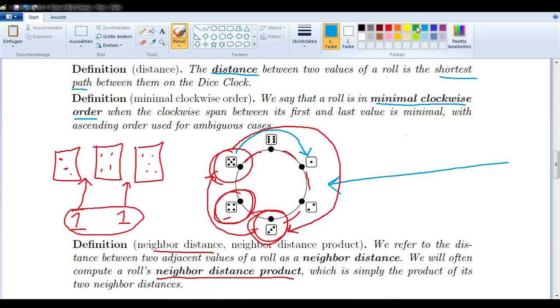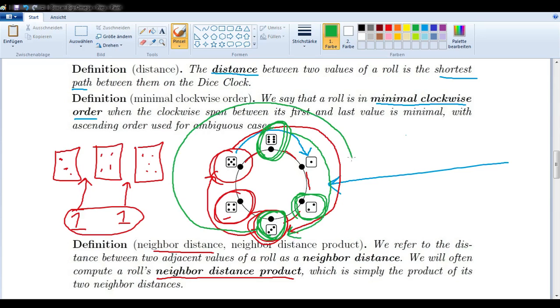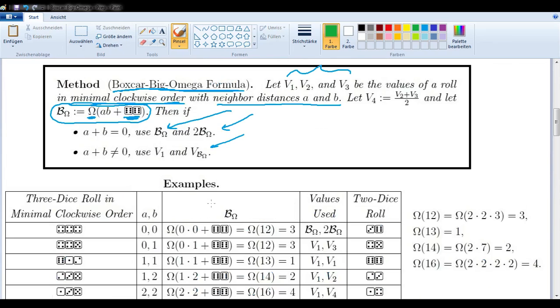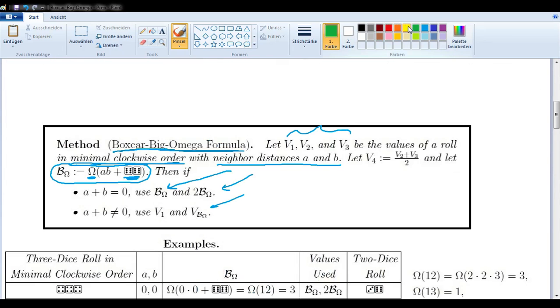So we can look at these values, 2, 3, and 6 on the dice clock, and we can see that the closest way of grouping these together, in other words the minimal clockwise order, would be starting at 6. Because if we started at 3, for example, we'd be going all the way around the clock back to 2. So the order must be 6, 2, and 3. And we'll take a look back here. 6, 2, and 3 is exactly what it is. Okay, so now we can go back and look at this method again.